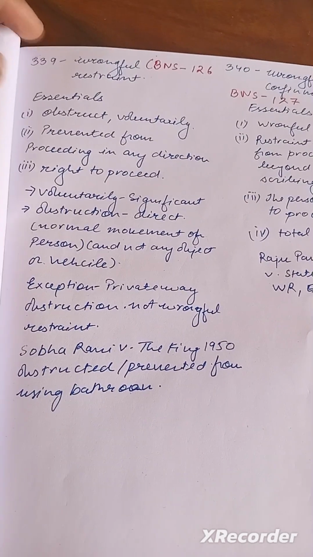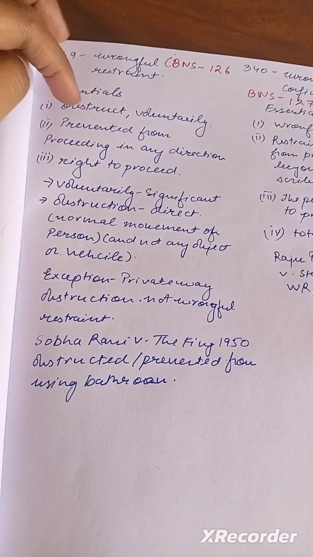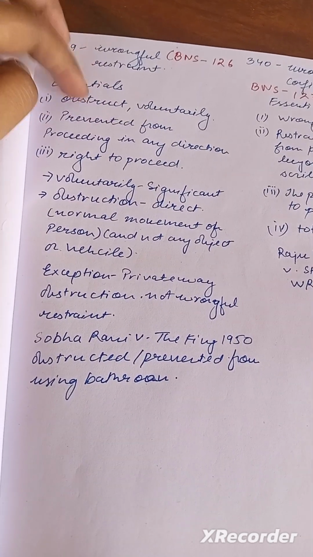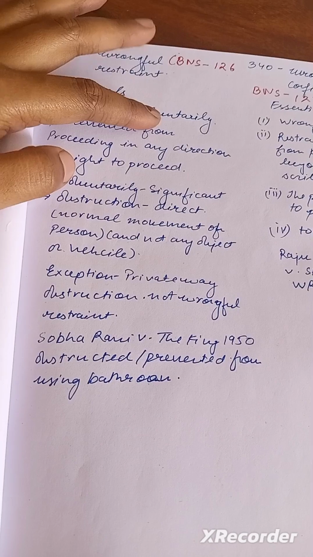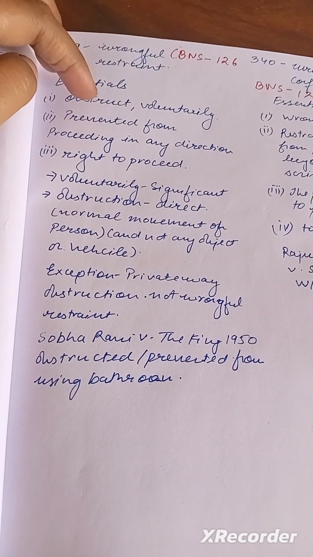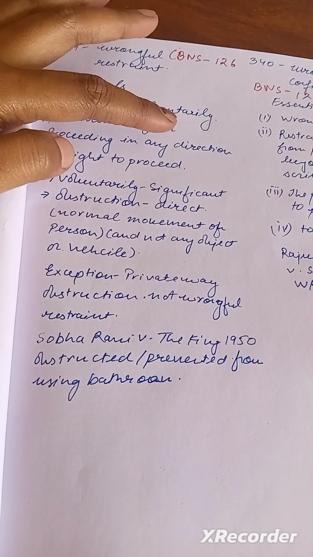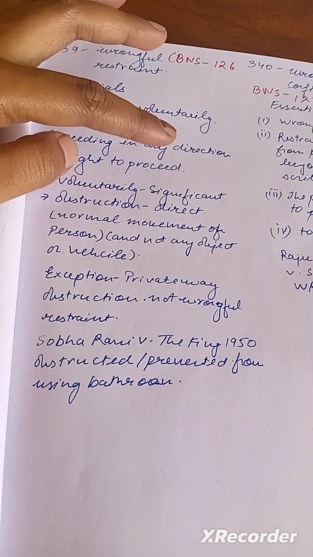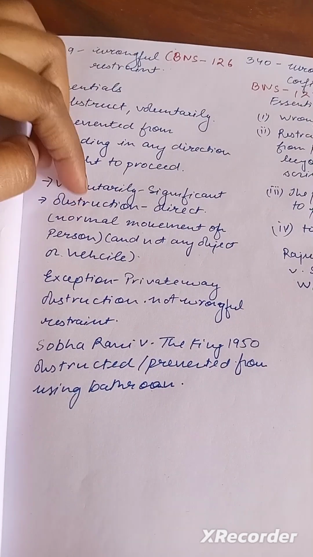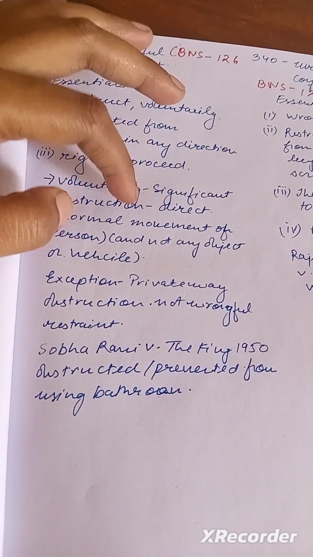So today we are going to discuss wrongful restraint. Essentials are obstruction, obstruction to the victim, and the act must be voluntarily done by the accused. The accused has been prevented from proceeding in any direction, and he had the right to proceed in such direction. So the voluntarily here is significant, is important.